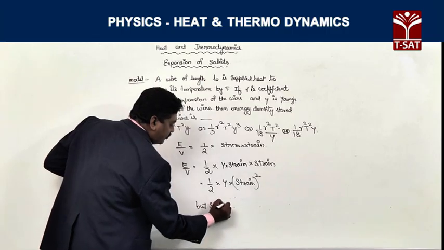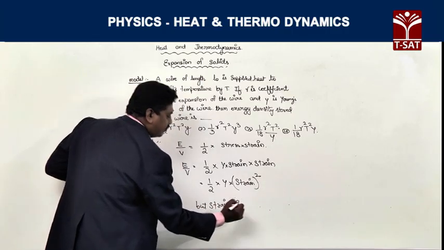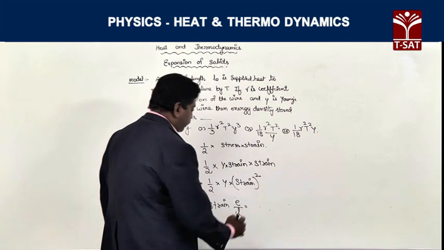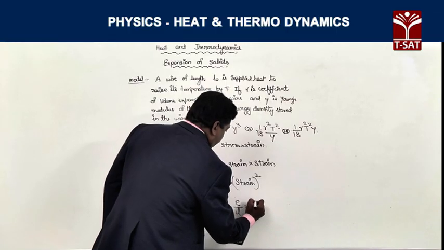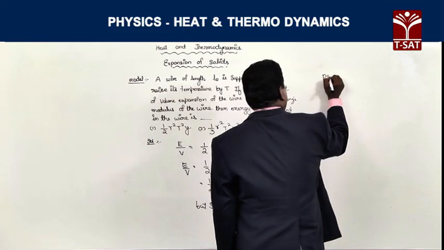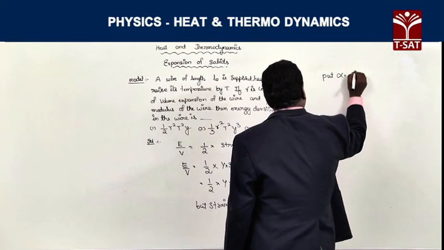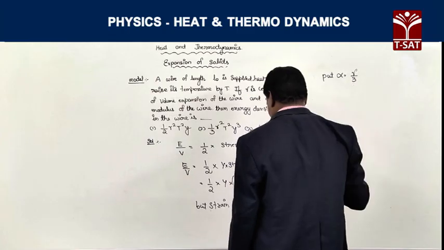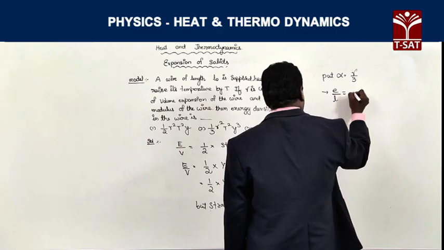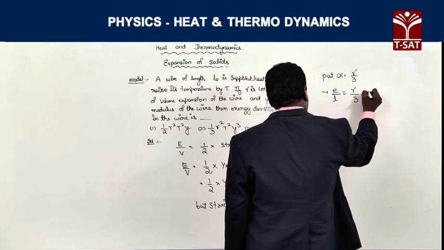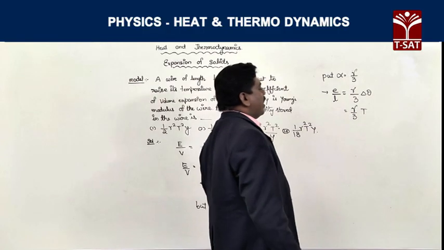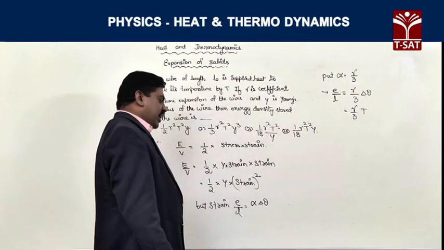But strain equals E by L, and E by L is given as alpha delta theta. Put alpha equals gamma by 3. So, we are having E by L equals gamma by 3 into delta theta, and we know delta theta as T. So, E by L is given as gamma by 3 into T.